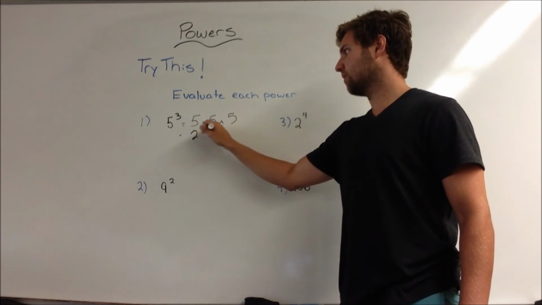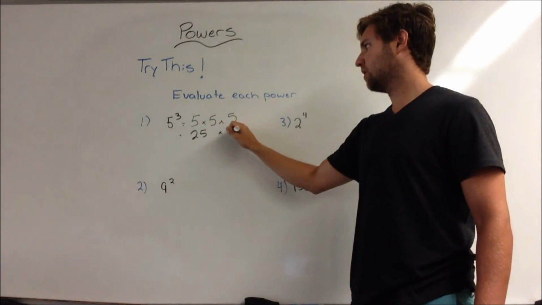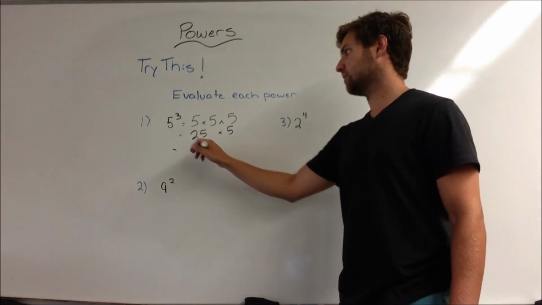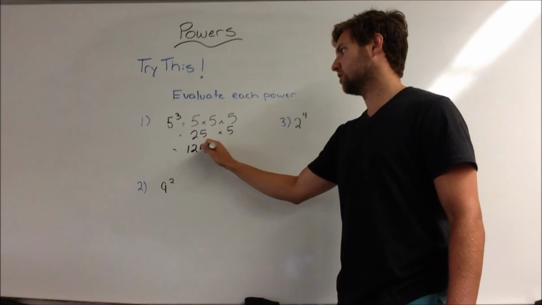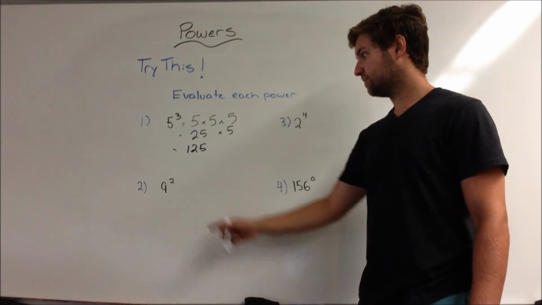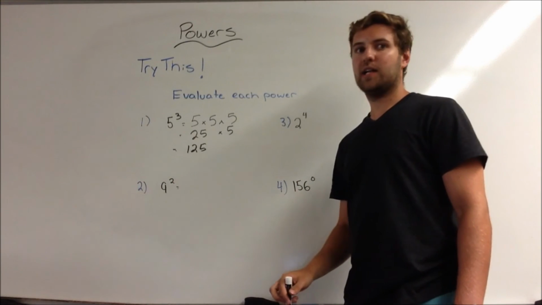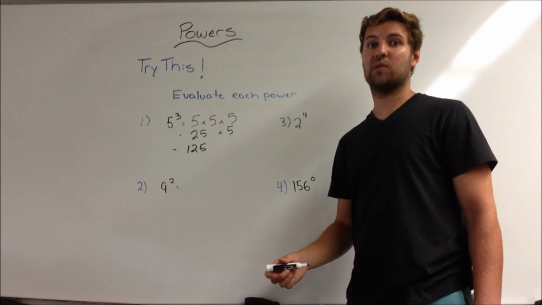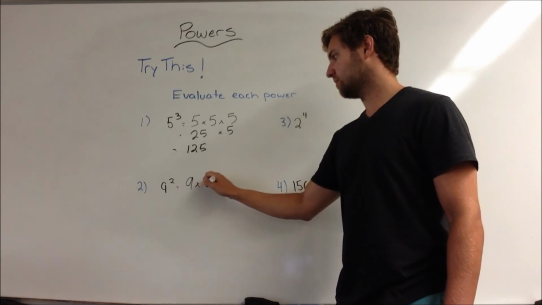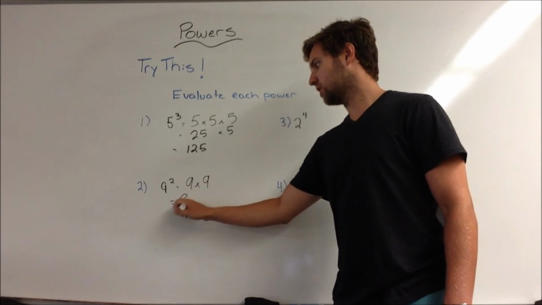5 times 5 is 25. So it becomes 25 times 5. And 25 times 5 is 125. So 5 to the exponent 3 is equal to 125. Next, with 9 to the exponent 2. Well, remember we said we could also say it as 9 squared. And that means 9 times 9, which is 81.